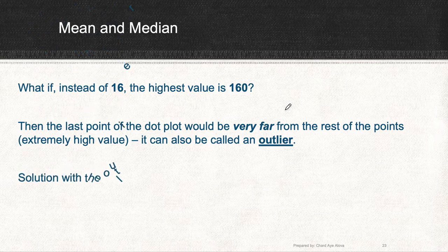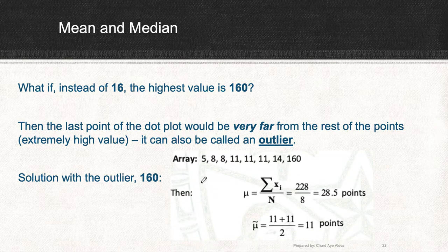So let's take a look at the solution if there's an outlier, which is 160, for both mean and median. For the mean first, we add up all the x's, including the 160, and divide by 8, and that gives us 28.5 for our mean. And for the median, the answer is still intact. As we can see, it's still 11.